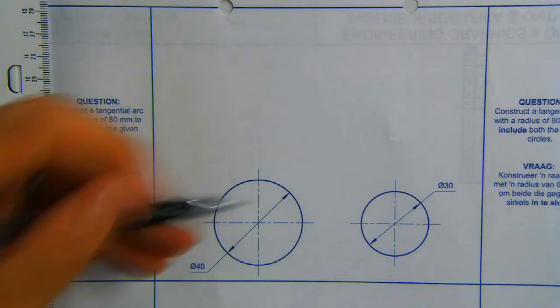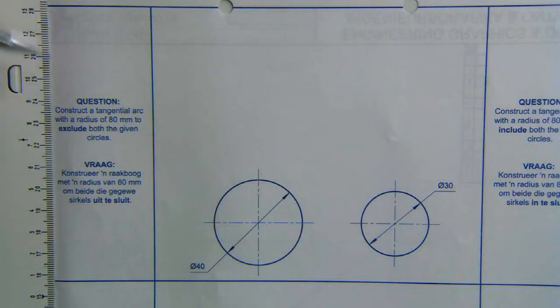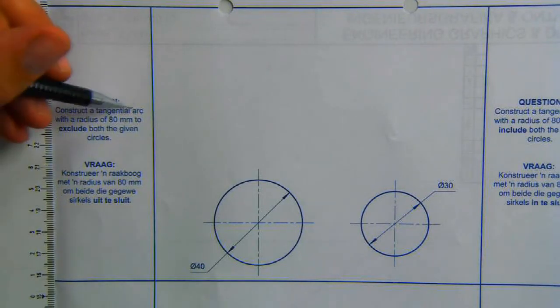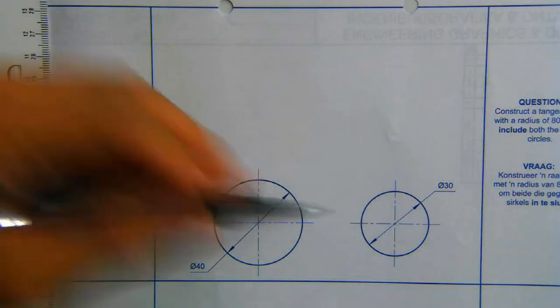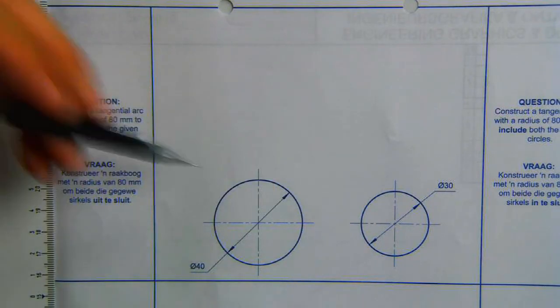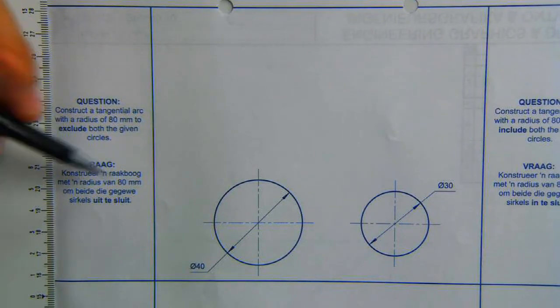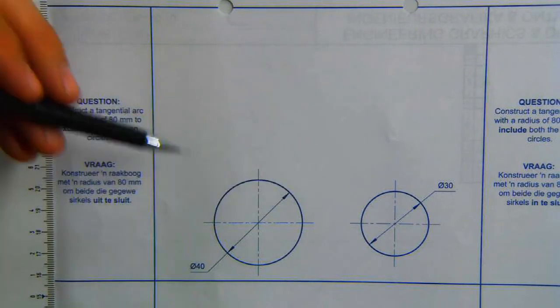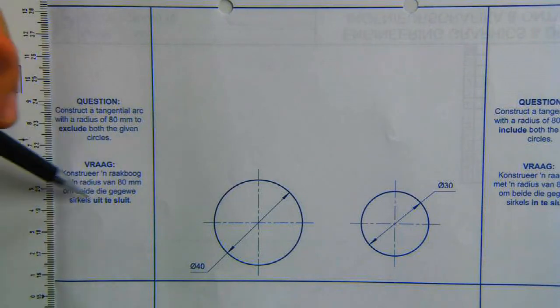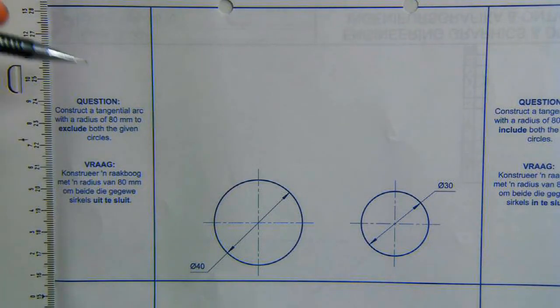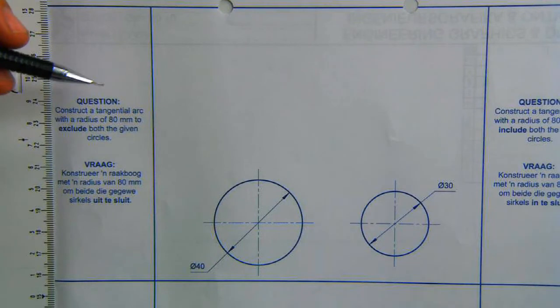Okay, so we've got two circles over here, and they want you to draw an arc that will touch both those circles but will exclude them. So the word exclude is very important. Okay, so vir die Afrikaans, hulle wil hê die raakboog trek, radius 80 mm en hy moet aan albei sirkels raak, maar hy moet die sirkels uitsluit. So as hy aan hulle raak, moet die sirkels aan die buitekant wees.